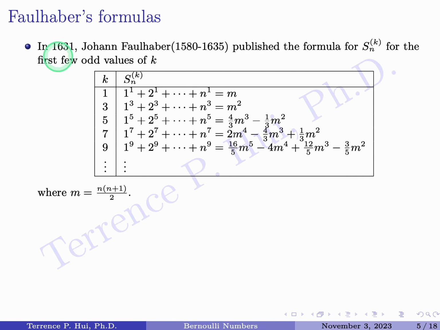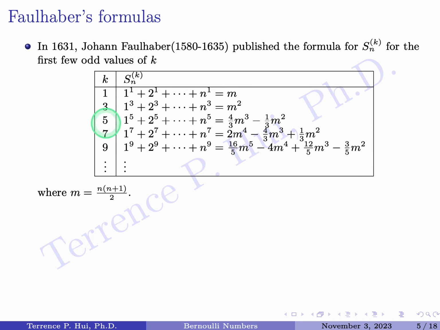In 1631, Faulhaber published a formula for S of n k for the first few odd values of k. For example, when k equals 1, it's the well-known 1 plus 2 plus dot dot dot plus n, which is n times n plus 1 over 2. Let's just call this answer m for a minute. Then he showed that when k is equal to 3, 1 cubed plus 2 cubed plus dot dot dot plus n cubed is m squared. In other words, when k is equal to 3, S n 3 can be expressed in terms of S n 1.